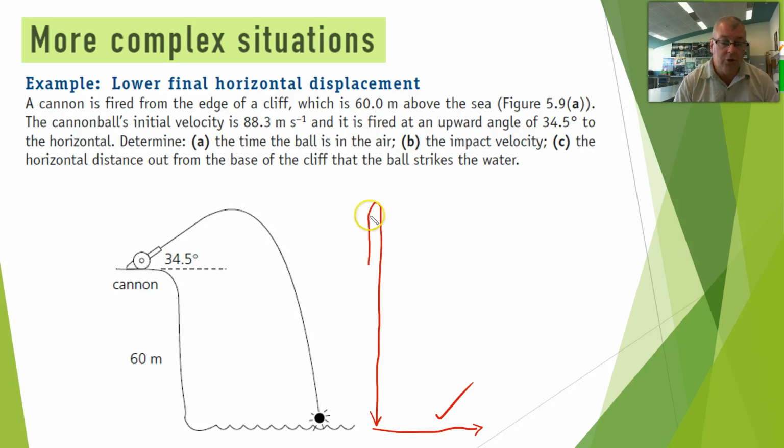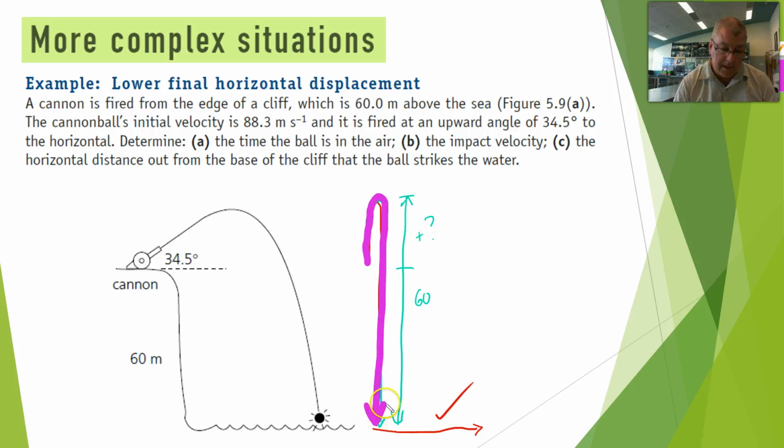Things that you can do is you can just look at the time it goes up. Then if you want to, let's change the color again, you can then just look at this section falling, recognizing that it's actually falling a greater distance. So you have your 60 meters plus, so you actually have to work out that extra height there. And if you're really keen, you can work it out all in one go. So there's a variety of ways of looking at these questions.